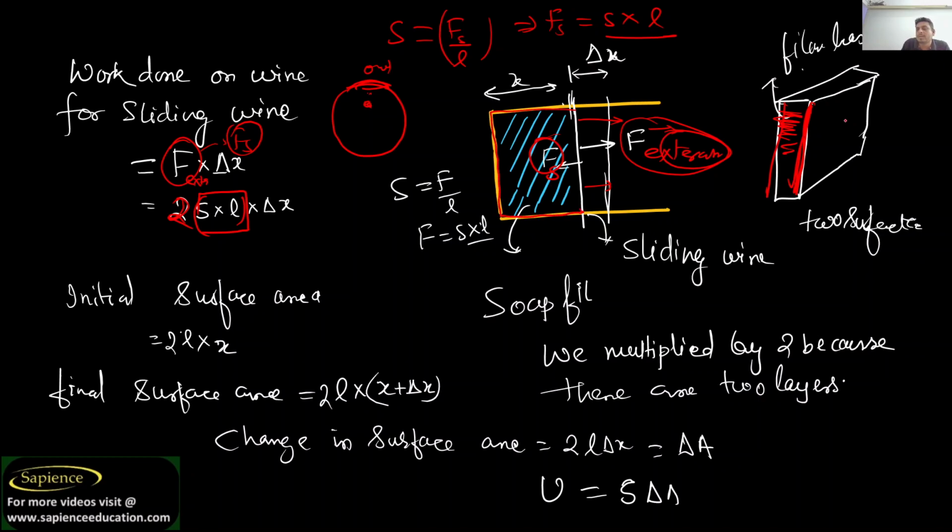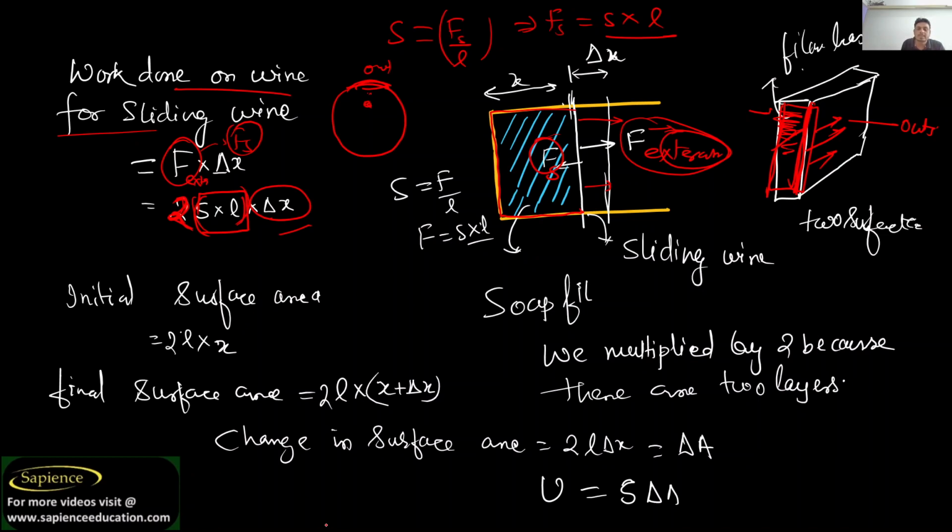In a bubble layer, suppose this is your outside and this is your inside. So how many surfaces are there? 2 surfaces. It means that 2 surface tension forces are acting here. So that's why we are multiplying by 2 forces, 2 surface forces due to surface tension, and it should be multiplied by the displacement, so that we will be able to get the work done on the wire. So finally we have the work done.